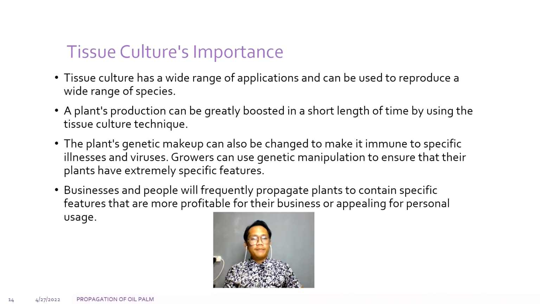As for the importance of tissue culture, it has a wide range of applications that can be used to reproduce a wide range of species. The plant genetic makeup can also be changed to make it immune to specific illnesses and viruses. Thus, businesses and people frequently propagate plants using tissue culture that contains specific features, which are more profitable for their business and appealing for personal usage.